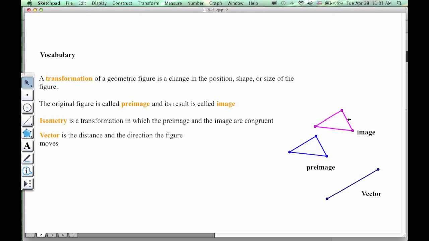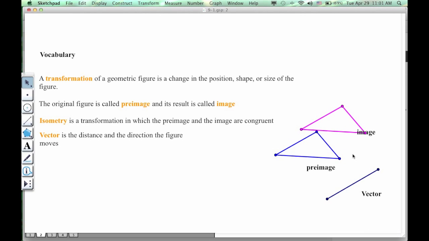So this is an example of isometry, and if I move anything on the pre-image, it should appear the same on the image since they are congruent.